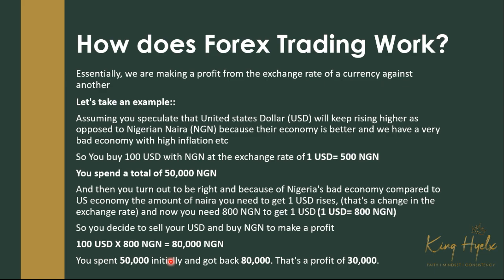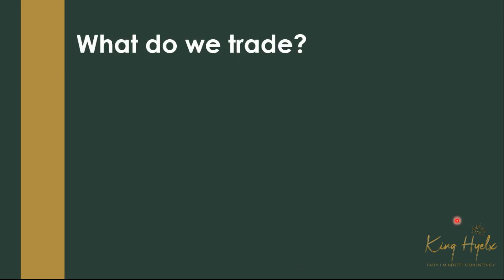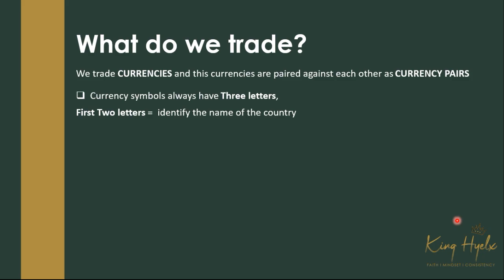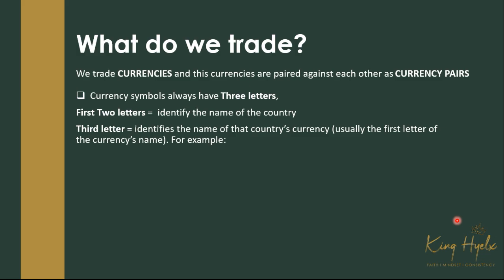So let's keep going. What do we trade? From the previous example, we've already established that we trade currencies. And we've also established that in order to trade currencies, you're buying one currency and selling another currency. So these currencies are paired against each other in something known as currency pairs. Now, these currency symbols have 3 letters. The first 2 letters identify the name of the country, while the third letter identifies the country's currency, usually the first letter of the currency's name.